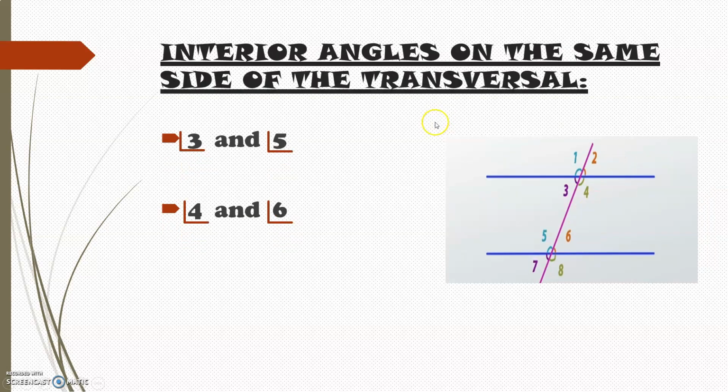Then what are the interior angles on the same side of the transversal? We know the interior angles are 3, 4 and 5, 6, and they are asking for those on the same side of the transversal. Here the same side of the transversal means 3, 5 and 4, 6. Clear?